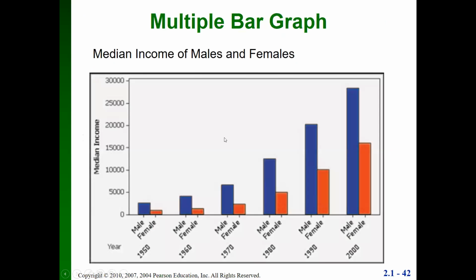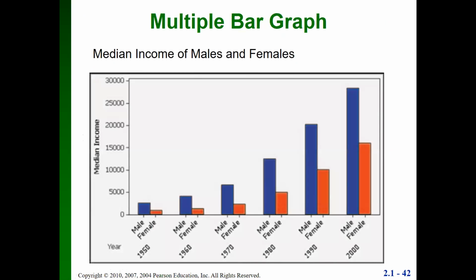Bar graphs are another way of looking at this. Here we're going to look at a different data set, which is the median income of males and females. Median is another term for center. The median is the number that is exactly in the middle of the data set.